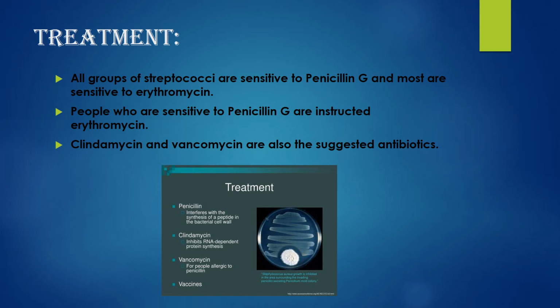Penicillin, as we all know, works by interfering with the synthesis of a peptide in the bacterial cell wall. Clindamycin inhibits the RNA-dependent protein synthesis. Vancomycin also works by the same mechanism. Vaccines may be used, but penicillin G and erythromycin are the smart choice.